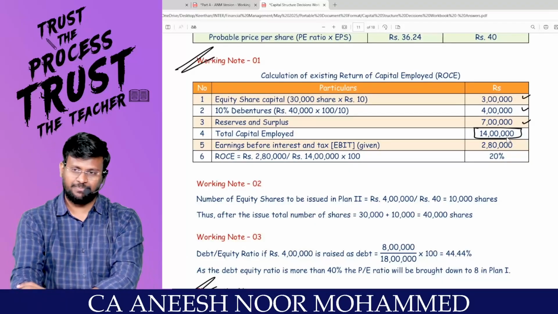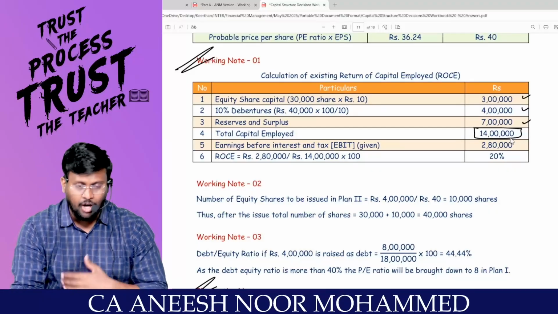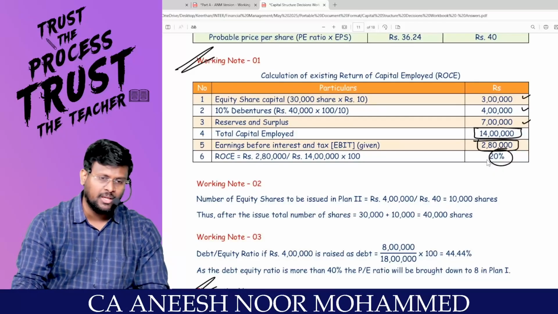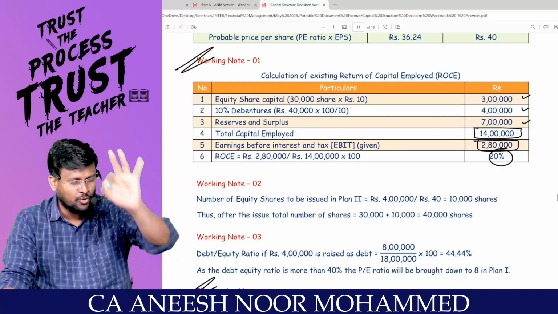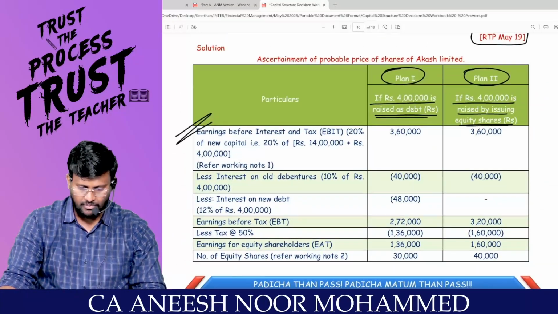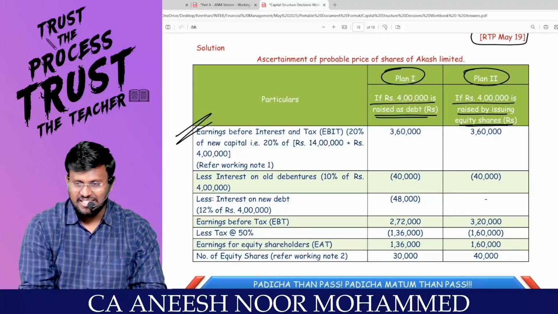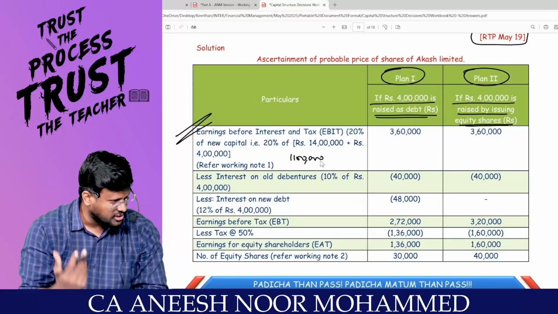Existing. Correct? For an investment of 14 lakh, we are getting a return of 2,80,000. That means the return on capital employed will be 20%. They said that the return will be the same even for the new project. Yes, sir. New project value: 4 lakhs plus 7 lakh, 11 lakhs. 11 lakhs is the value of the new project.